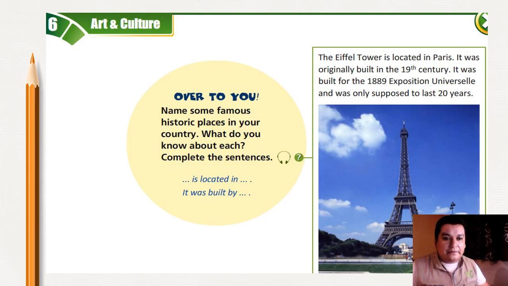Over to you. Name some famous historical places in your country. What do you know about each? Complete the sentence. The Eiffel Tower is located in Paris. It was originally built in the 19th century. It was built for the 1889 Exposition Universelle and was only supposed to last 20 years.